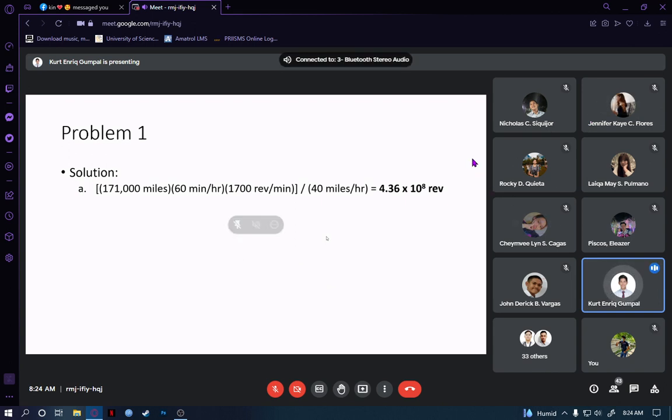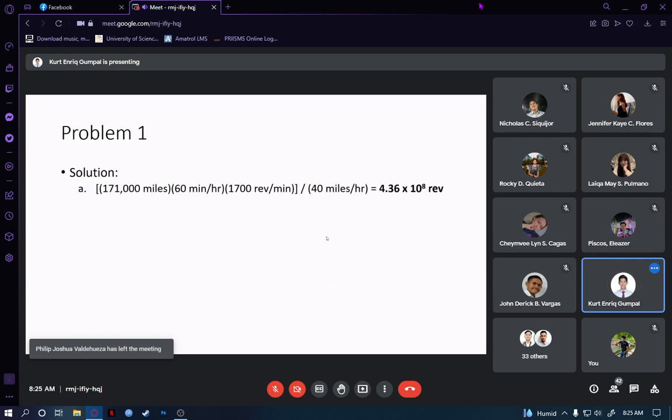For you to get the number of revolutions, it is very straightforward. You have no formula. This is just derivation of terms and of your units. So your 171,000 miles, you multiply it by 60 minutes per hour, and then 1,700 revolutions per minute divided by 40 miles per hour to eliminate your units.